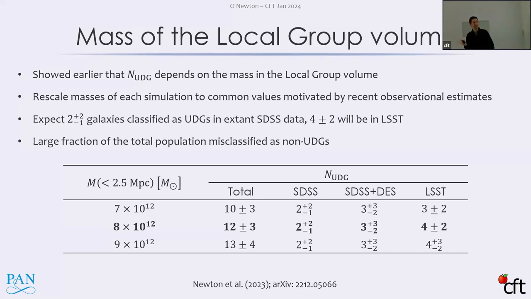And using some assumptions about the scaling between the mass of the volume and the number of galaxies that form in that sort of volume, we can also scale the total number of UDGs that we predict there will be. For a most favored local volume mass of about 8 times 10 to the 12 solar masses, we expect to find about 12 UDGs in the entire volume. As a reminder, we've found 3 of them already. We expect to find 12 in total, and in the SDSS or a combination of SDSS and Dark Energy Survey footprints, we should see 3. And LSST, potentially when that comes online, will be surveying about half of the total sky and should see 4 of those. Of course, these are still affected by projection effects, which can cause them to be misclassified, and we don't try to correct for that.